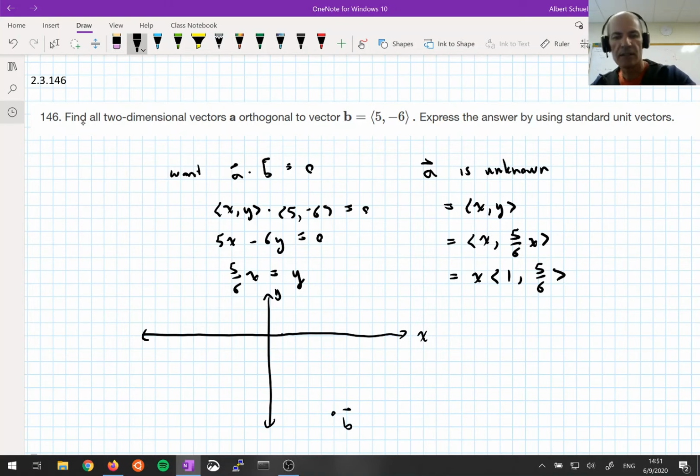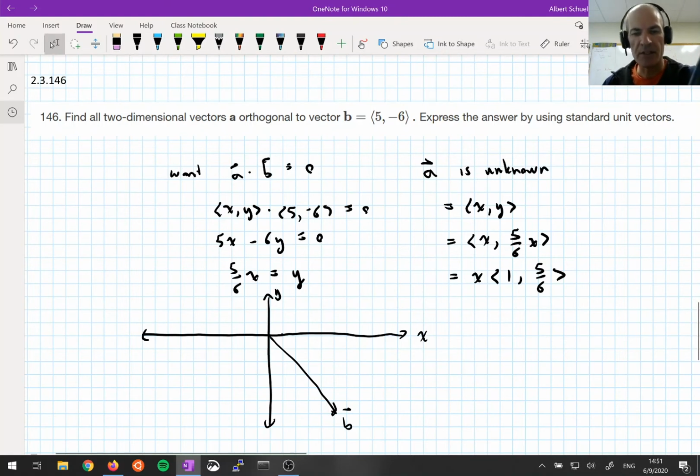And let's get a look at this vector. There's the vector B. Let's get a look at this vector, this part of A that's constant. It's 1 and 5/6. So over 1 and up 5/6. It's about right there. Let's put that little vector in there. Now, that's not the only vector. X can be any real number.